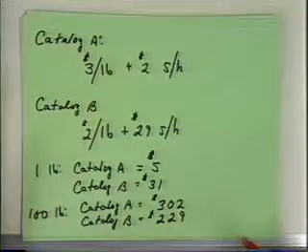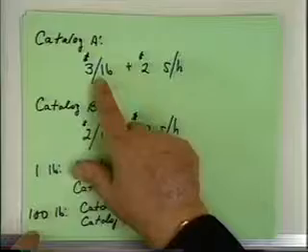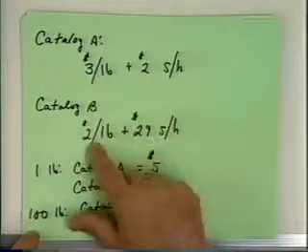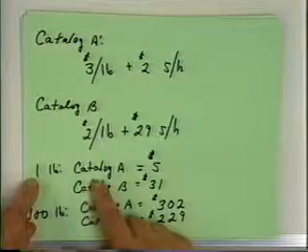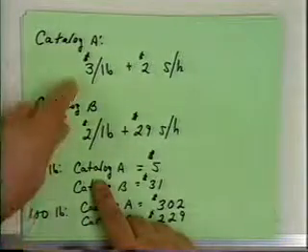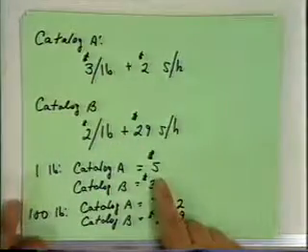Now, what does this imply? What it says is, look, one price is much cheaper than the other, but you've got to pay more to buy in. Let's see what happens, for example, if you only bought 1 pound. Using catalog A, you're paying $3 for that pound plus $2 for shipping and handling.